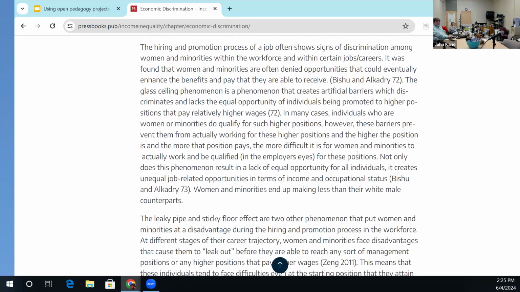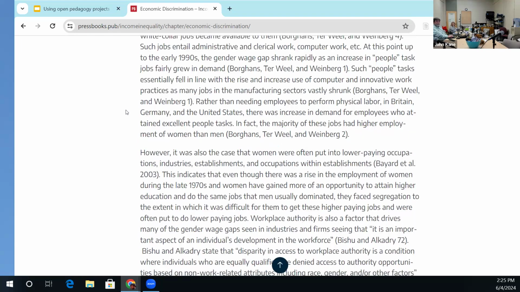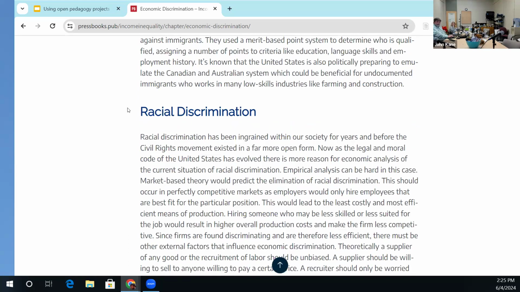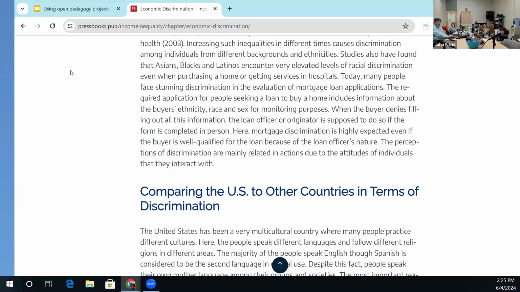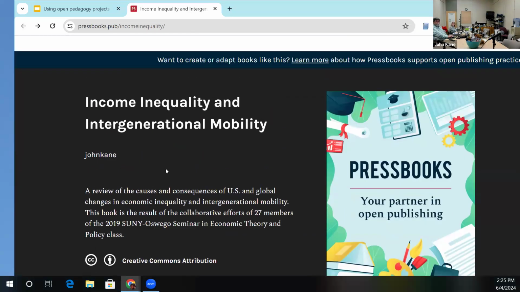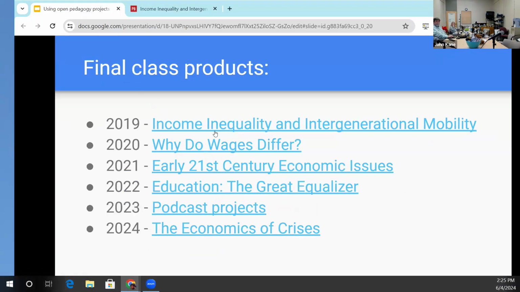And again, some of the work was extremely good, others isn't bad, but on average, the quality of the writing and the quality of the work, and I think the quality of the experience, was much better than when they were writing term papers that they'd never look at again. And so this is a series of topics here.